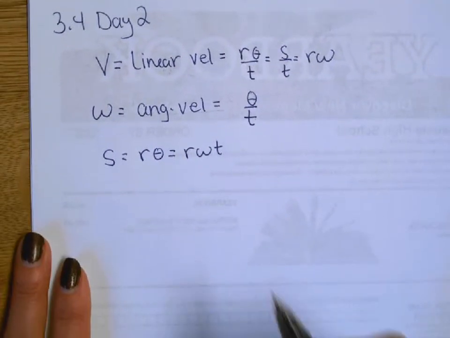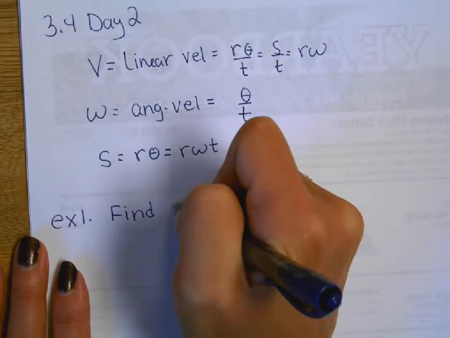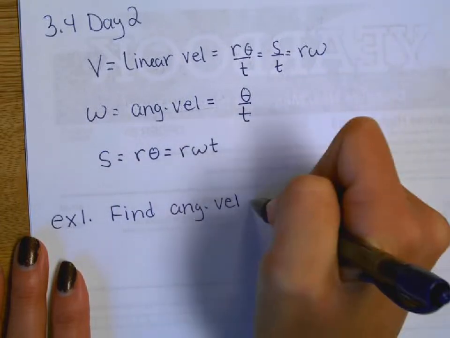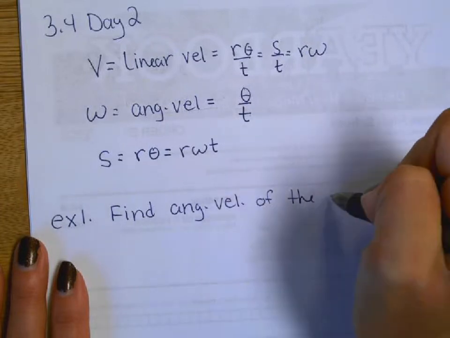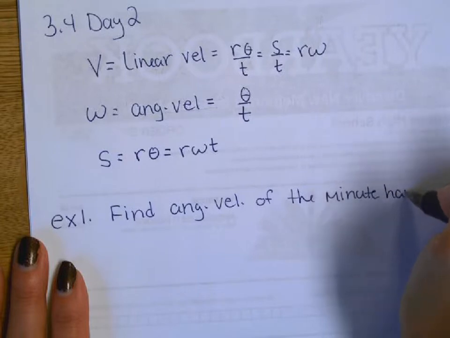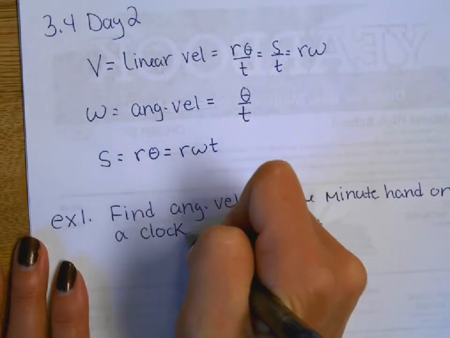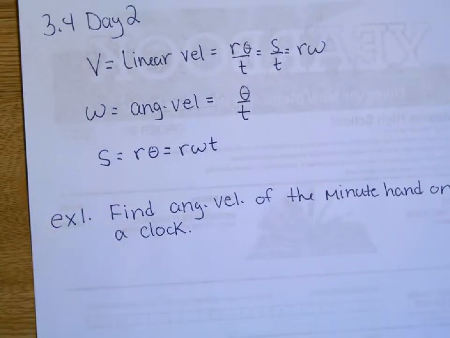All right, so we're going to start with a conceptual approach to angular velocity. Can you find the angular velocity of, let's go with the minute hand on a clock. We're going to do all 3 of them. Looking at the minute hand, we're going to talk about how fast that angle is changing at the center of the clock.